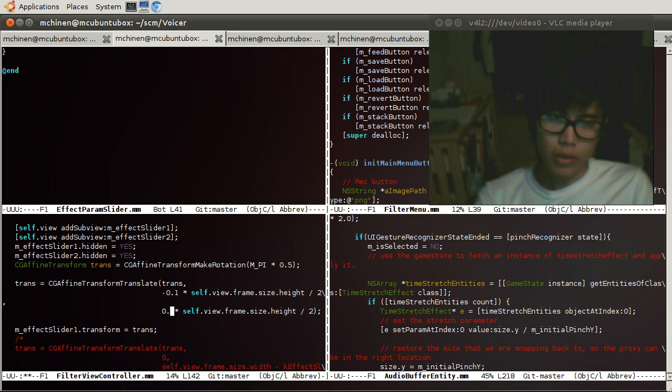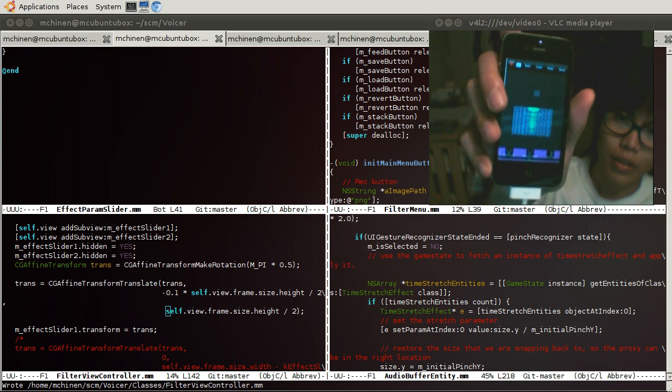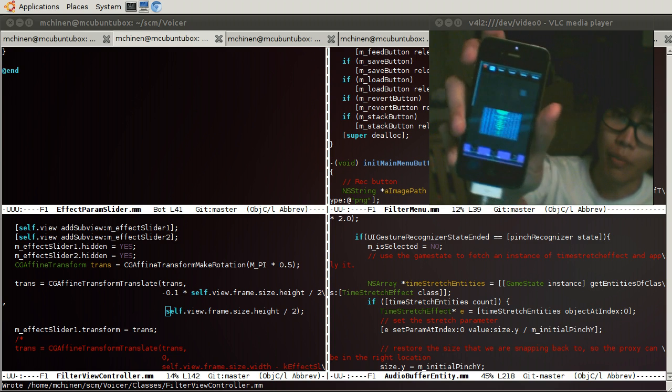So this needs to be, let's try that. We're getting close. Figuring out these transforms kind of sucks, but okay, look, that's perfect. It's on the left side, just like we said it would be.